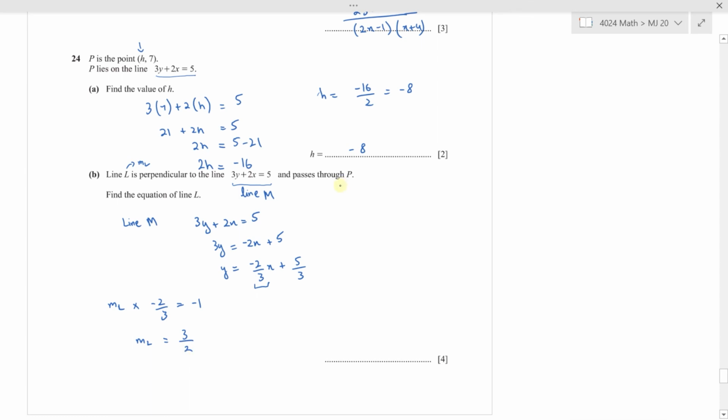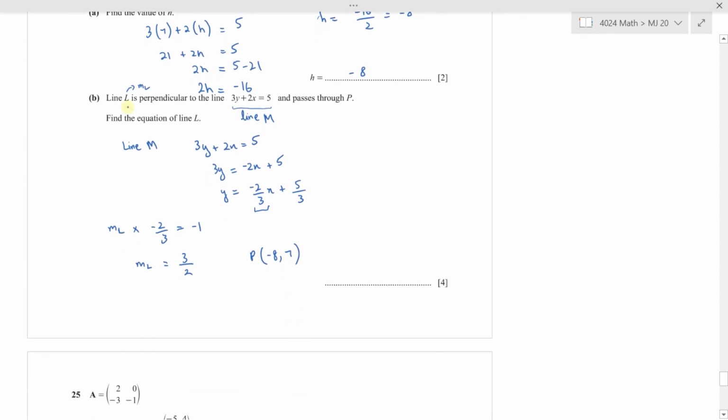And since this line passes through P, we know that the coordinates of P are h and 7. h is -8, so -8 and 7. So for line L, now you know the gradient. You have 1 point on the line, so we can find the equation.